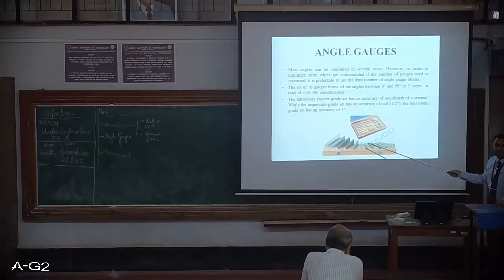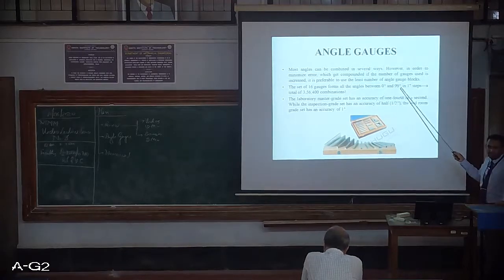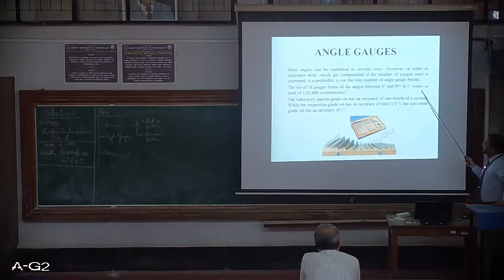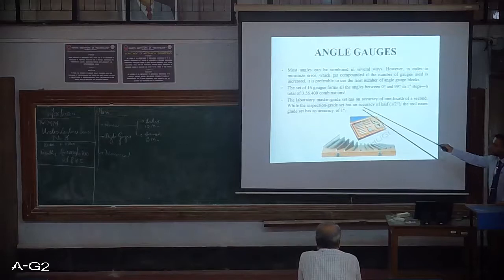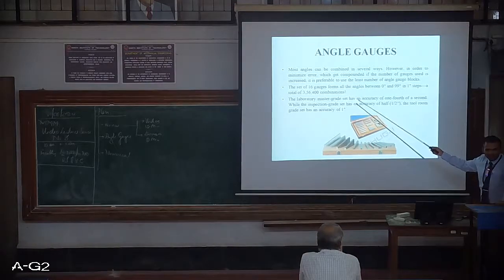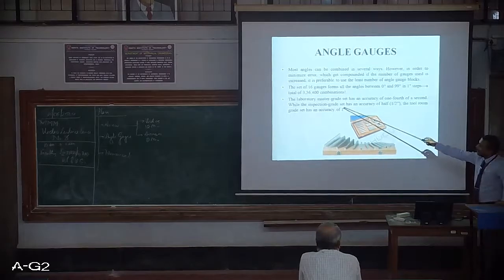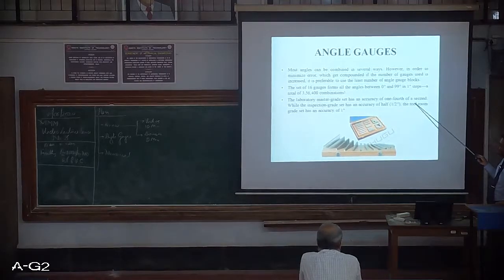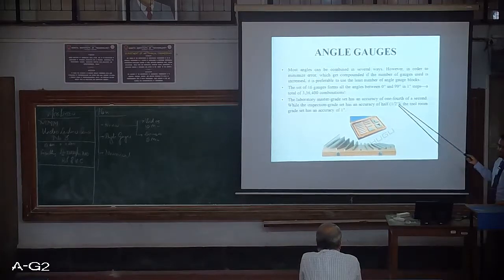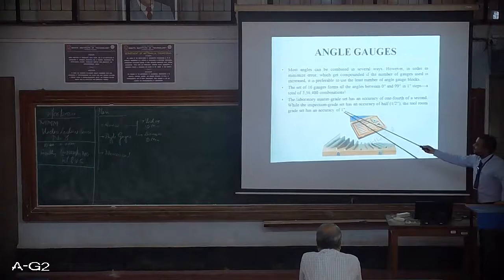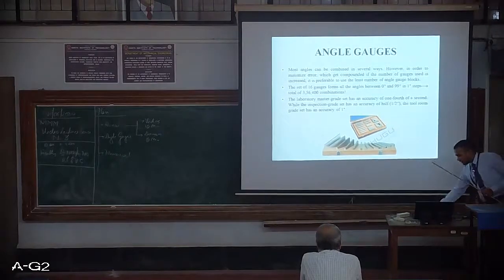So there are just 16 angle gauge blocks, and using this we can build from 0 degree till 99 degree a total of 3,56,400 combinations, in steps of 1 minute. The laboratory master grade set has an accuracy of 1/4 of a second, while the inspection grade set has an accuracy of half a second. The tool room grade set has an accuracy of 1 second.